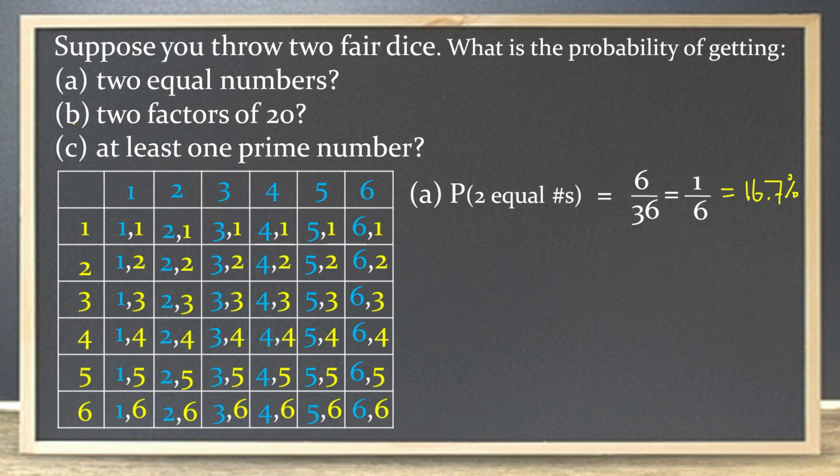Okay, so let's see B. B says 2 factors of 20. So one thing we need to determine first are the factors of 20. We know that factors are 2 numbers that you can multiply to obtain the product. Okay, so those 2 numbers that you multiply to obtain the product are the factors.